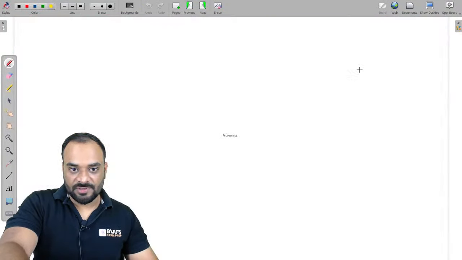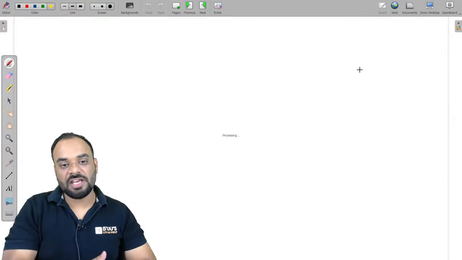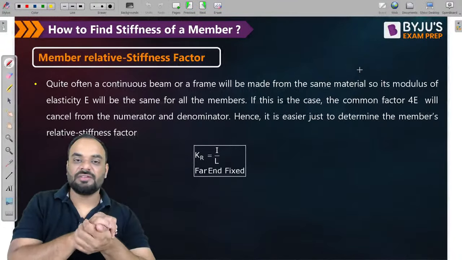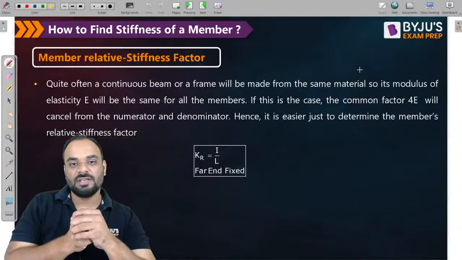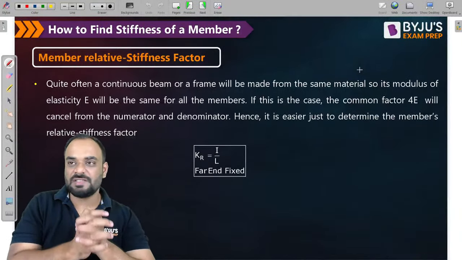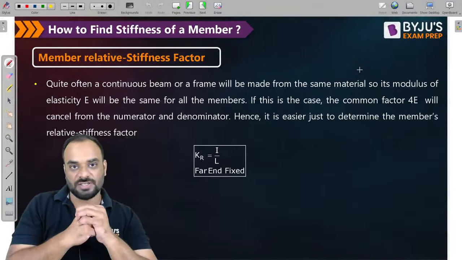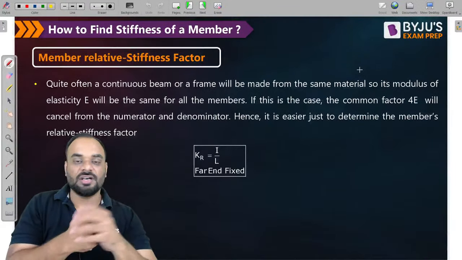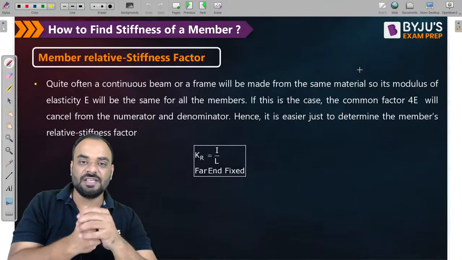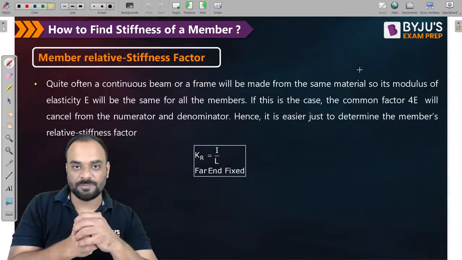Very nice. Now guys, there is one more terminology which we have to understand, which is related to the stiffness part. Usually whenever we have a continuous beam or frames, the Young's modulus of elasticity is usually constant. That means whatever material we are using, that material is the same throughout the structure. So if such a condition occurs, then it is very easy to eliminate the Young's modulus of elasticity from the stiffness part, right?